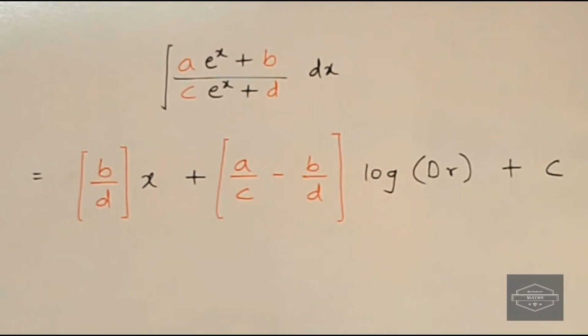Alright, so here we go. Integral of the form a into e raised to x plus b upon c into e raised to x plus d is given by b upon d into x plus a upon c minus b upon d into log of denominator. And yes, the formula here is quite simple and basic, but it's mighty effective when we try to solve the questions based on this type. So आइए, without wasting much time, let's solve some examples based on this type.